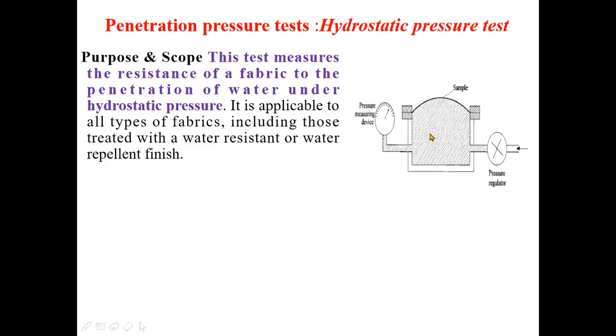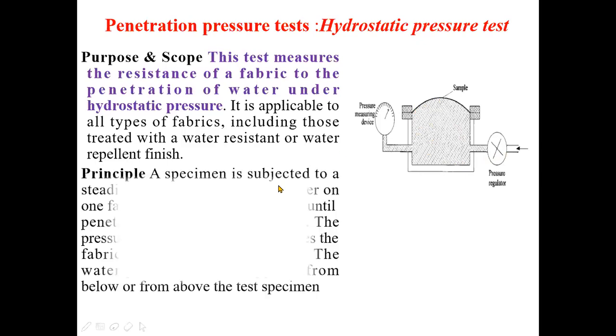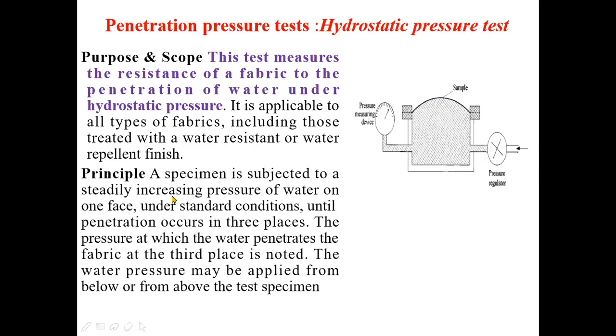As a result, the sample will be subjected to pressure, and because of this pressure, water particles will try to penetrate this sample and appear on the other side. The specimen is subjected to a steadily increasing pressure of water on one face under standard condition until the penetration occurs in three phases. What I mean to say here is that after water molecules penetrate the sample, it will appear on the opposite side of the fabric.